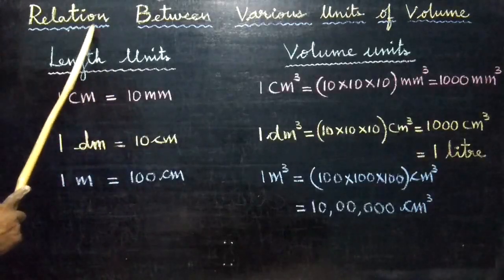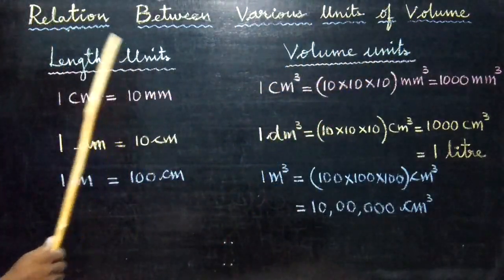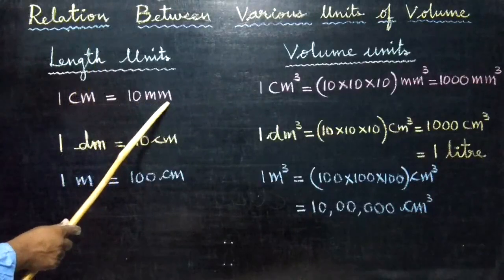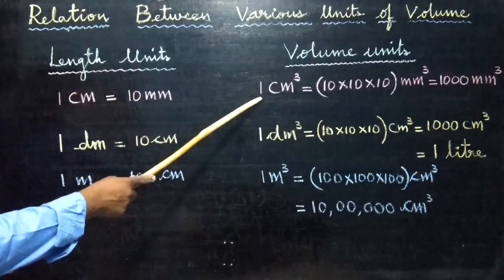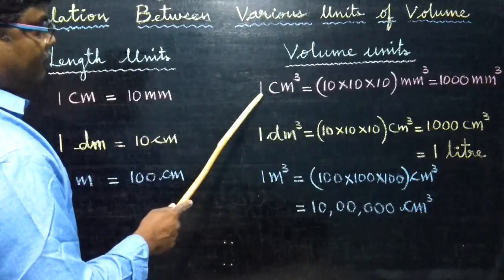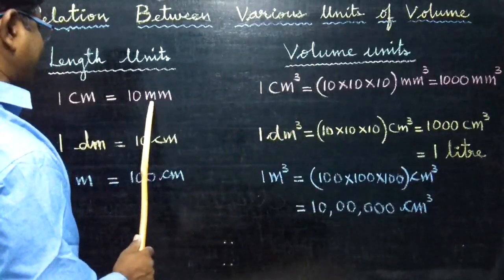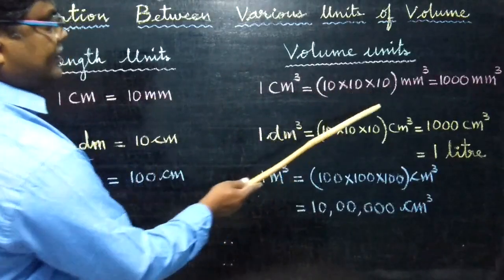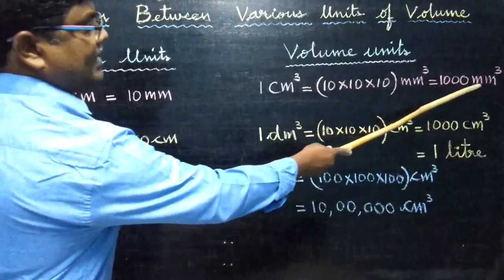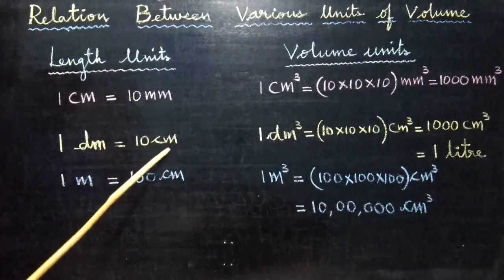Next, relation between various units of volume. Length units: 1 centimeter is equal to 10 millimeters. We have learned this in our previous classes. Now we are changing to volume units. Volume is 3 times we are going to multiply. 1 centimeter cube is 10 into 10 into 10 millimeter cube. So 10 tens are 100, 100 tens are 1000. So 1000 millimeter cube.